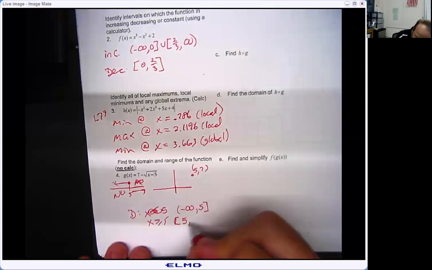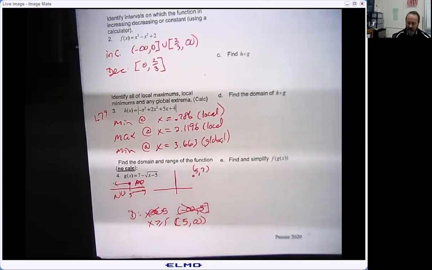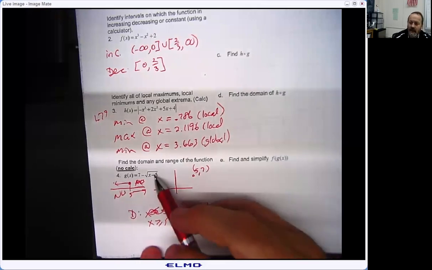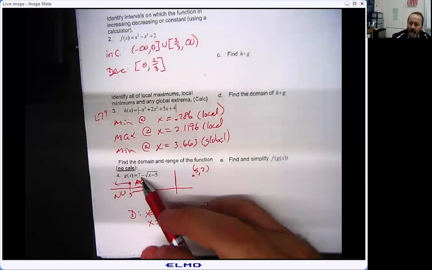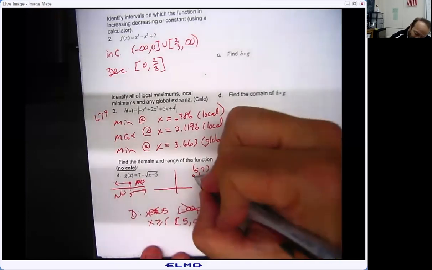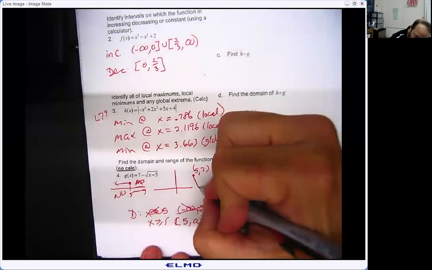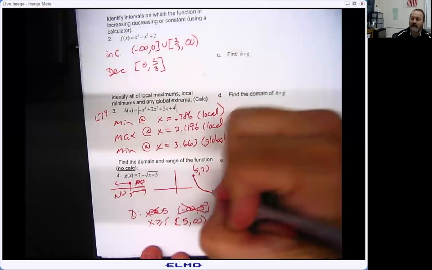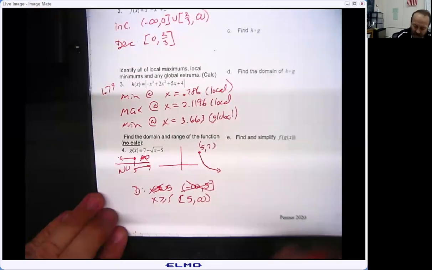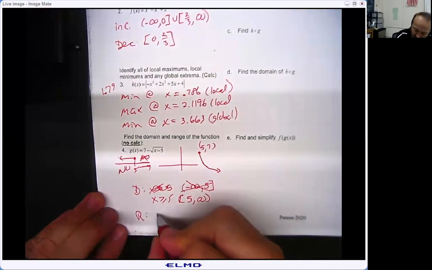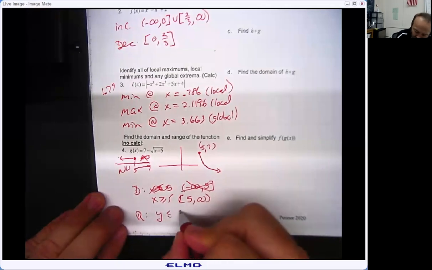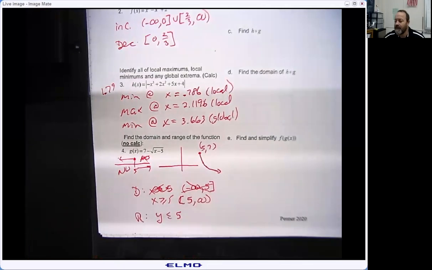And I'm just going to leave that error in my work because that's just what happens sometimes. We make mistakes. But notice as x gets bigger, this is going to grow, so I'm going to keep taking more and more and more away from that value 7. And so the graph kind of looks like this, which tells me a little bit about my range, that y will be less than or equal to 5. So that's the first 4 questions.